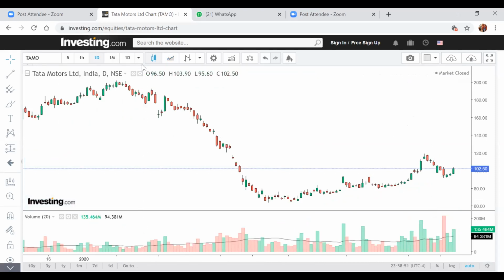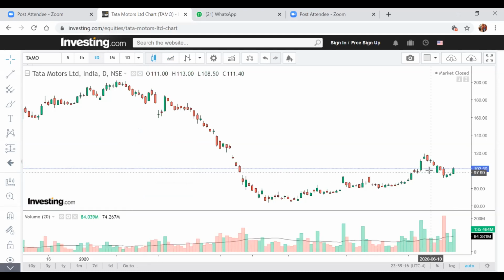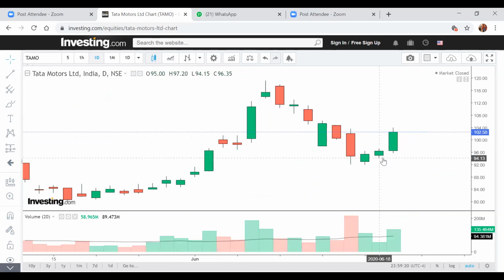Can you see now? Yes, it is visible. Based on your trading pattern, you can set the time frame: 1 minute, 5 minutes, 15 minutes, 30 minutes, 1 hour, 2 hour, 4 hour, 1 day, 1 week. It depends on which pattern you use. Suppose, for example, 1 day. If you click 1 day, then you can see the candles.